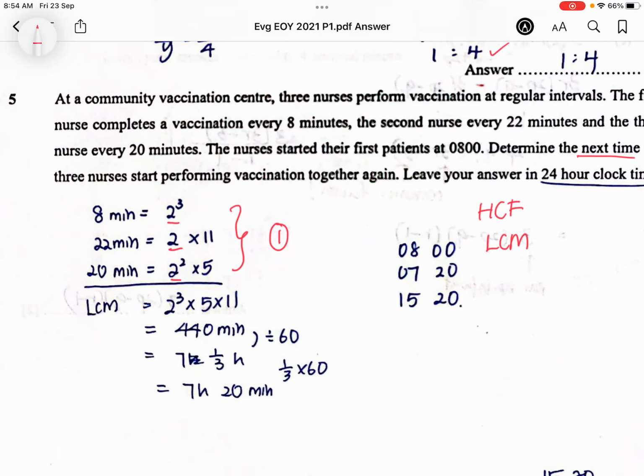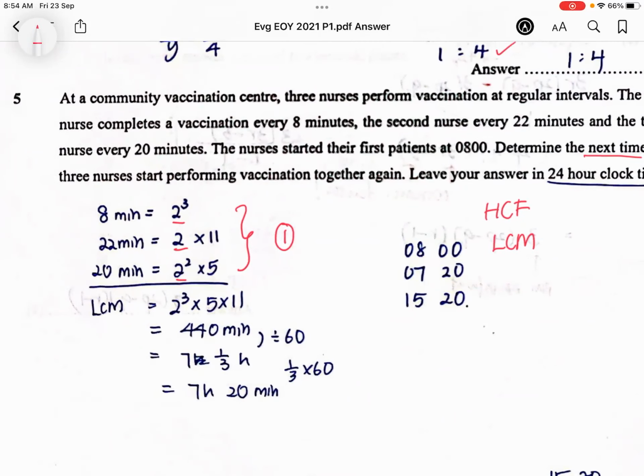So in this case, how do I know whether it's HCF or LCM? Let's check. If I use my HCF, my highest common factor is actually 2 minutes. Do you think 2 minutes later there will be another vaccination? This one takes 8 minutes, 2 minutes, 20 minutes. Will it happen 2 minutes later? Cannot be, right?